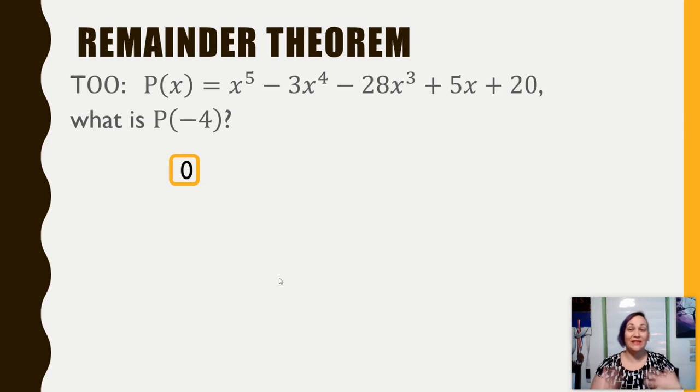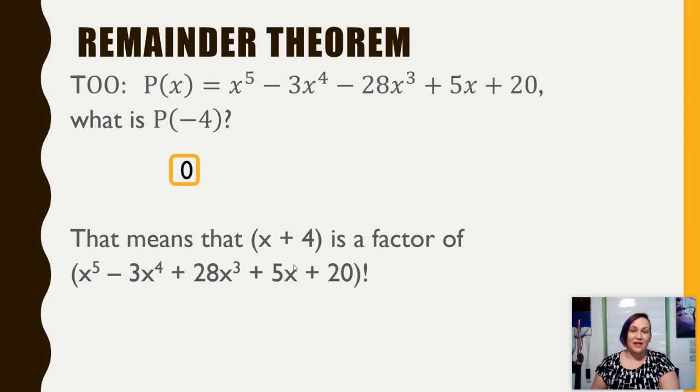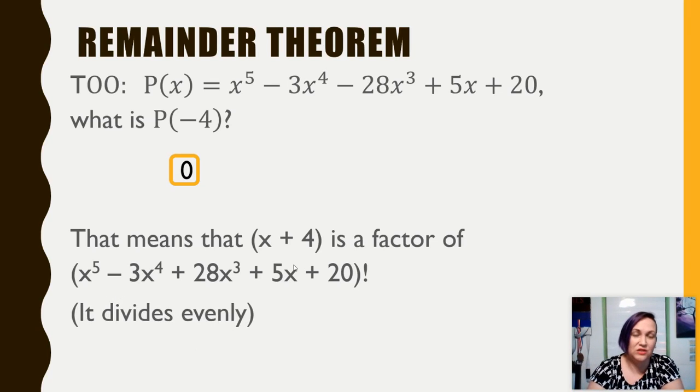Now, to help lead us into our second video for today, I'd like to remind you that when you divide and you get a remainder of 0, that means that the original binomial, which was x plus 4 because we changed the sign, is a factor of that polynomial. X plus 4 is a factor because it divides evenly, because the remainder was 0. And that's going to be super helpful in our second video, which I'm going to record right now.